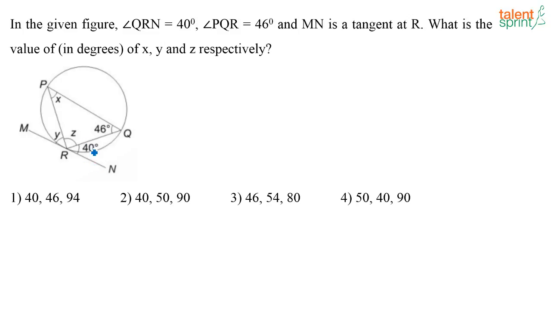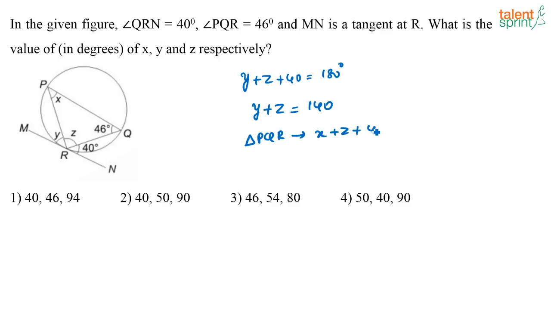Yeah, okay, clear, no Sony, good. Now here, how do you solve this question? See, if you look at this line MN, you can say Y plus Z plus 40 is equal to 180 degree, or I can say Y plus Z is equal to 180 minus 40, that is 140. Now consider this triangle PQR. If you consider the triangle PQR, you can say X plus Z plus 46 is equal to 180, or I can say X plus Z is equal to 180 minus 46, that is 134.